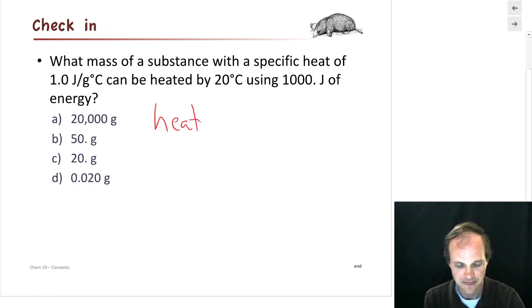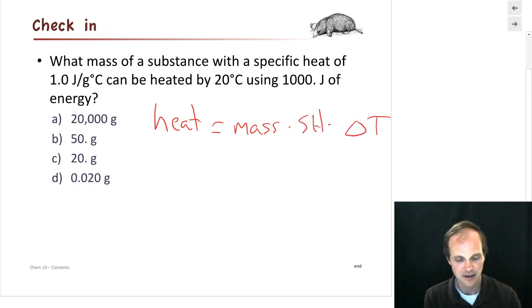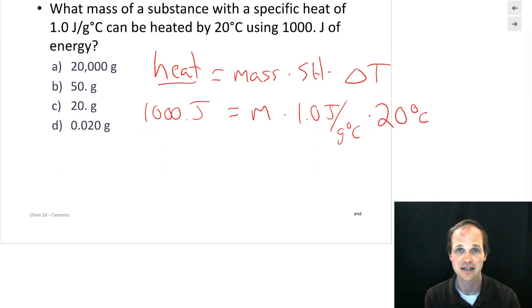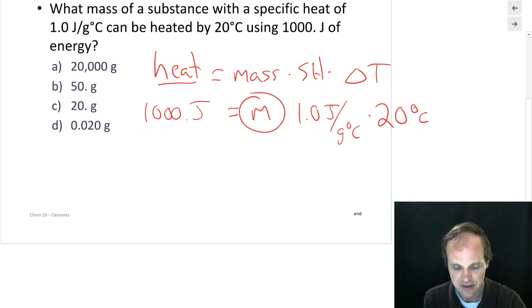Heat equals mass times specific heat times delta T. Do we know heat? We do, right? Heat and energy are the same. Do we know mass? No, that's what we're looking for. Do we know specific heat? We do. It's given to us, 1.0 joules per gram degrees Celsius. And do we know delta T? It's heated by 20 degrees. That by is an indicator that we are talking about a change in temperature. And so we do know everything that we need to know in here. Need to solve this guy for mass.